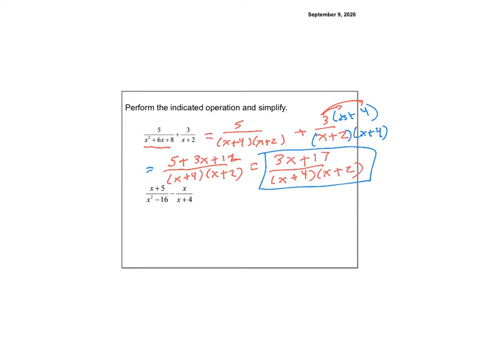All right, so our next one. As we're looking at that one, notice we have another quadratic down here, so we're going to have to factor that. Let's factor that. I'm seeing that the x squared minus 16 is the difference of squares. If I take the square root of the x squared, I get an x. If I take the square root of 16, I get a 4. One's a plus and one's a minus.